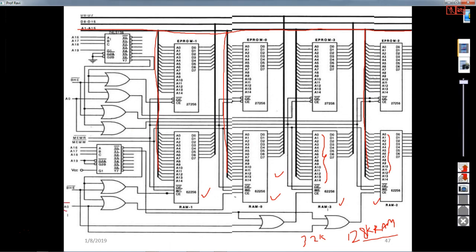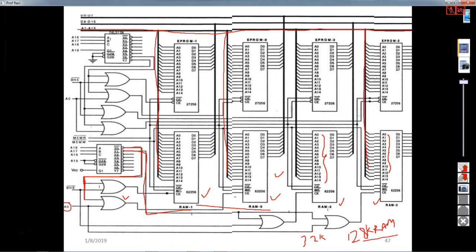And here A0 is given to the OR gate, and here is your decoder IC. So A0 and then BHE bar. So Y1, this location. If you try to see very clearly, Y0 is connected here, and Y1 is connected here. So that means Y0 is related to RAM 0 and RAM 1.